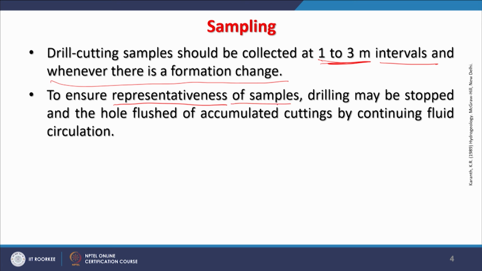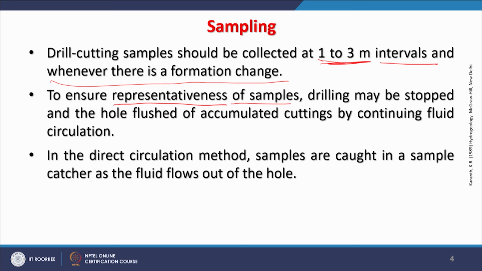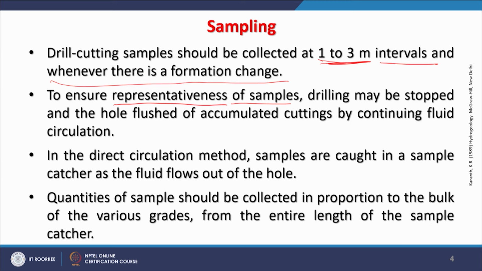Just mention this thing, and drilling may be stopped and the hole flushed of accumulated cuttings by continuing fluid circulation. So, sometimes that step is also taken: the drilling is stopped, but the fluid keeps going to recover whatever rock pieces are there inside the hole. In direct circulation methods, the samples are caught in a sample catcher as the fluid flows out of the hole. Quantities of samples should be collected in proportion to the bulk of various grades from the entire length of the sample catcher. The purpose, as I have been saying, is to have a representation for reference purposes, and maximum things should be recorded properly.